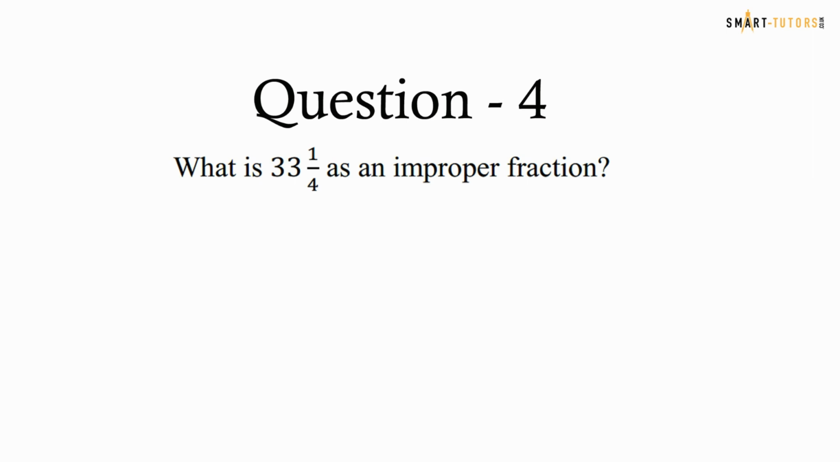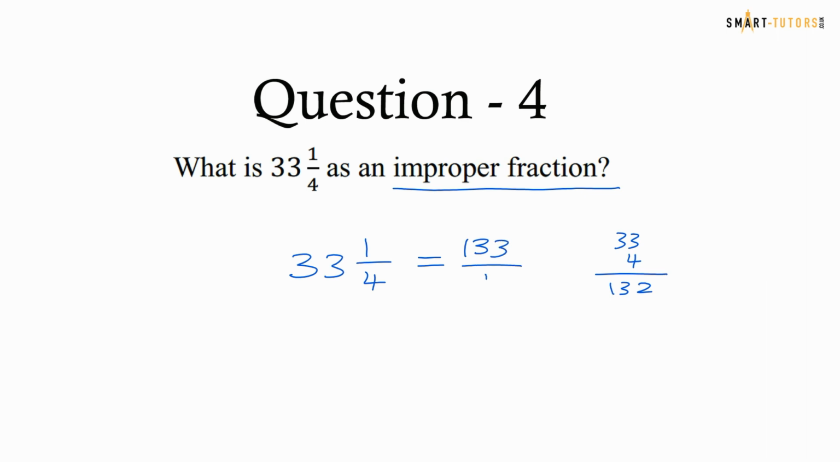Question number 4. What is 33 and a quarter as an improper fraction? Improper fraction, so 33 1 upon 4, you need to times by 33 times 4 and then add the 1, so that is equal to 133 upon 4. That's a straightforward question.